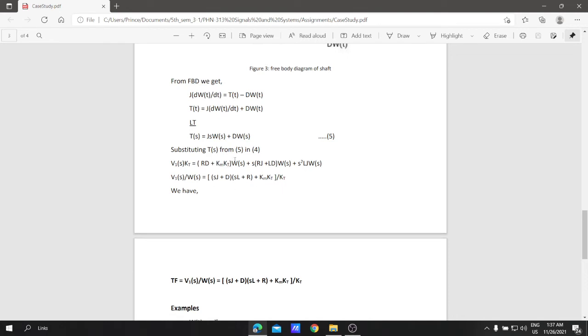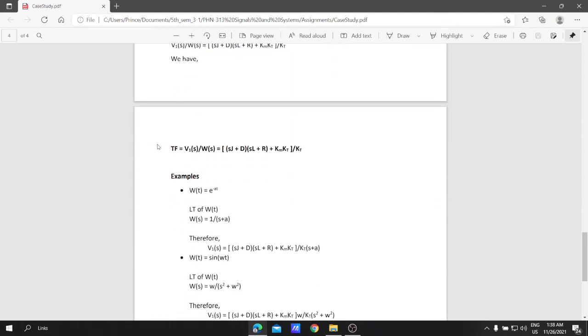Now substituting equation number 5 into 4, we get our final equation, which looks like this, and from here we can get V1, the applied voltage, divided by the angular speed of the shaft, and this is the transfer function which we were looking for. So our final transfer function looks like this.